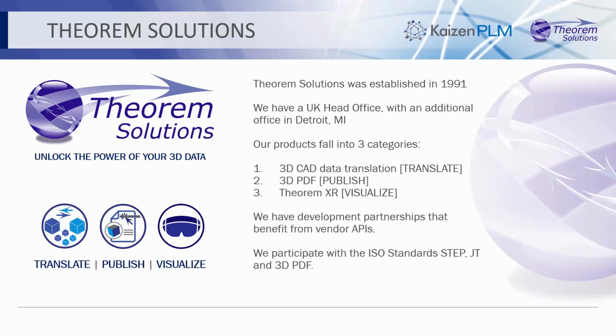It's important to note that all of our products are developed in partnership with vendors. So we use their APIs and libraries. You'll see a lot of mention today of NX and JT. We utilize the Siemens APIs and libraries for NX and the JT Open libraries. And therefore, our products are developed by Theorem, but supported by Theorem and the CAD vendors themselves. You'll see a lot of discussion about direct translation today, but it's important to mention also the last point, which is we do support standards, ISO standards such as STEP, JT, and 3D PDF, with 3D PDF being the predominant discussion today.